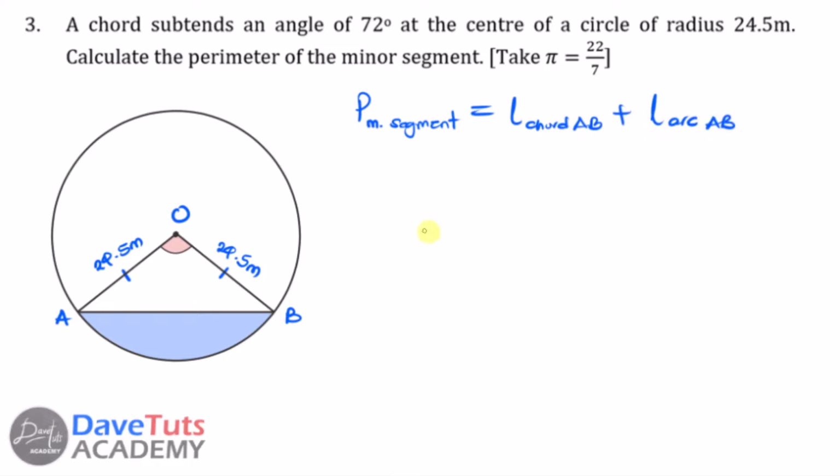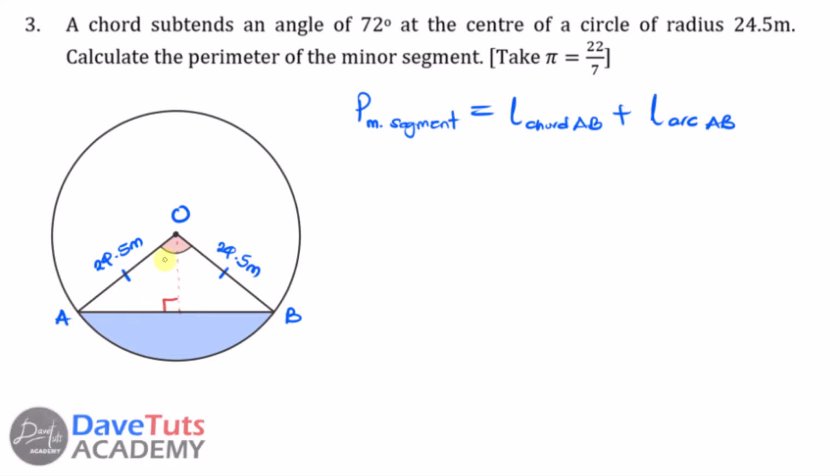So what we need to find is twofold. First, this length AB and then the arc AB. And we're told that this angle is 72. Now, for us to look at the length of the chord AB first, there are quite a number of ways that we can look at it. First, we can say we want to divide this triangle into two, in which this will be a right angle triangle, and then we can look at this.